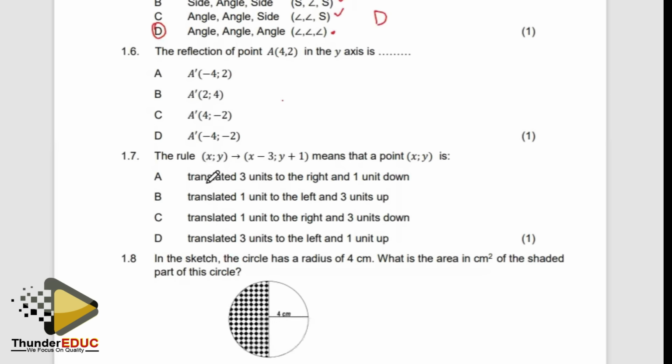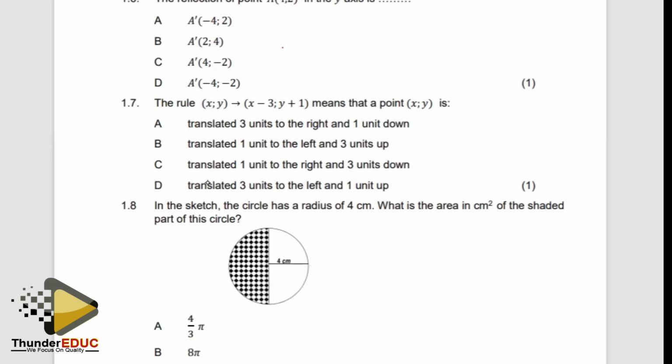Then the reflection of this in the y-axis. Now, when you're reflecting in the y-axis, the sign on the x must change. If it was negative, it becomes positive. If it was positive, it becomes negative. Is it the y coordinate or the x coordinate? It's the x coordinate, because you're moving this side. So if originally it was 4, 2, our final answer has to be negative 4 and 2, which is option A. So the sign of the x coordinate must always change.